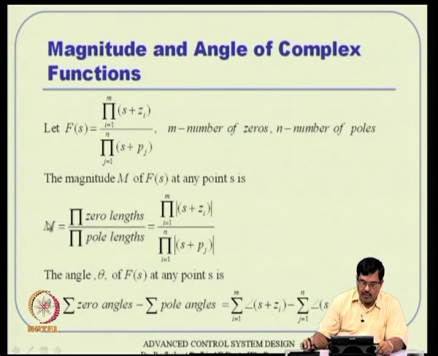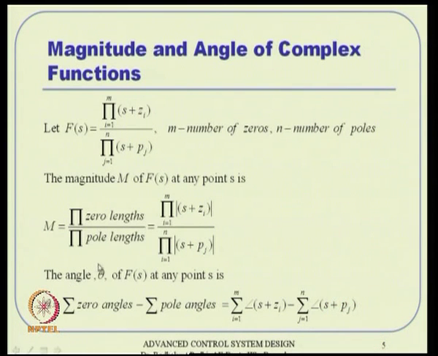The angle theta of f of s at any point is given by the angles emanating from the zeros minus the angles emanating from the poles. That is simple complex number theory. So, the magnitude of this function is dictated by this formula, whereas the angle that comes along with this f of s is dictated by this subtraction formula.